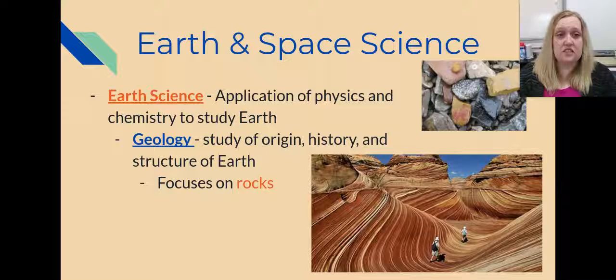Our next branch is Earth and Space Science. Earth science is the application of physics and chemistry to study Earth. One of the major sciences under Earth and Space Science is geology. Geology is the study of the origin, history, and structure of Earth, and one of the primary focuses of geology is the study of rocks.